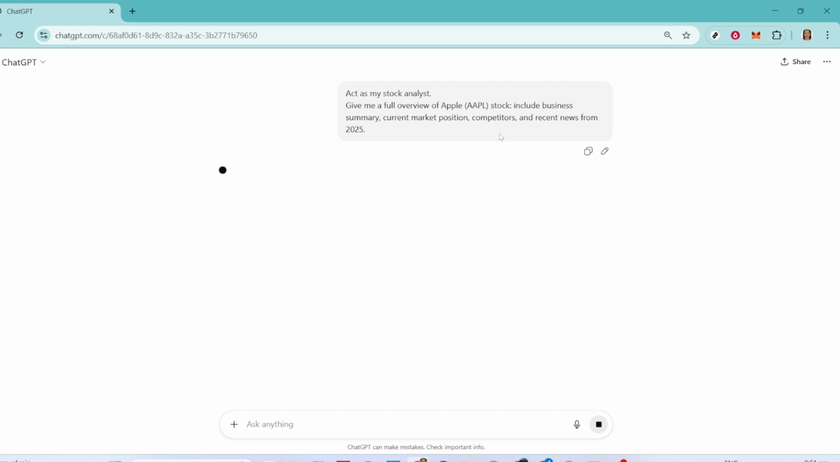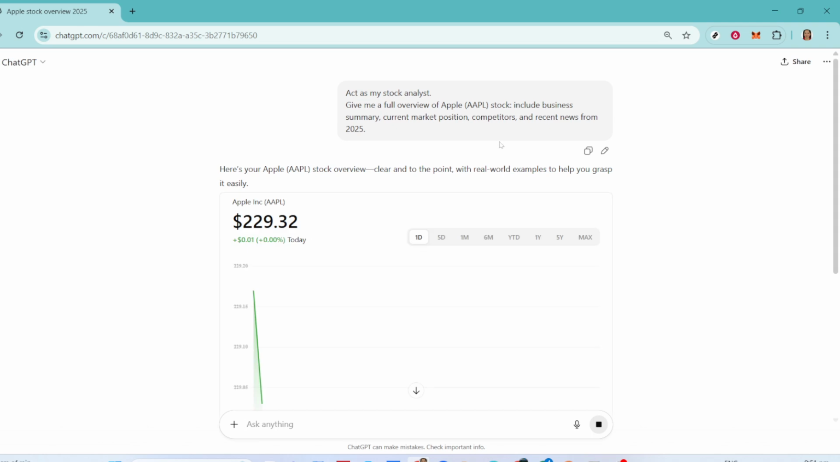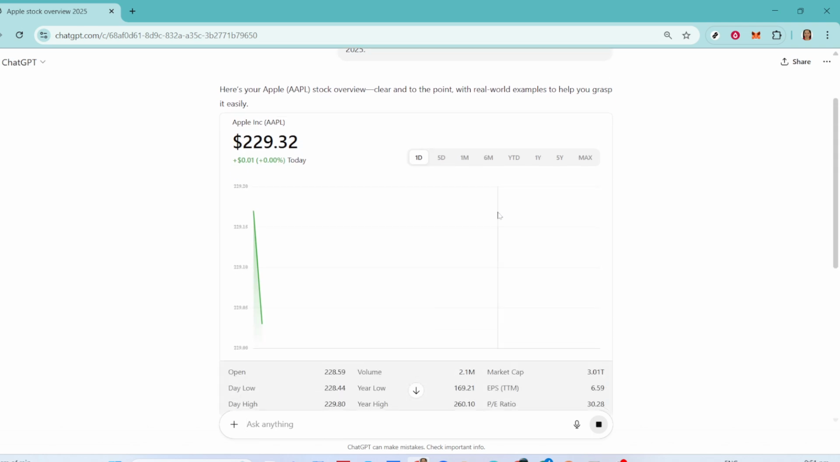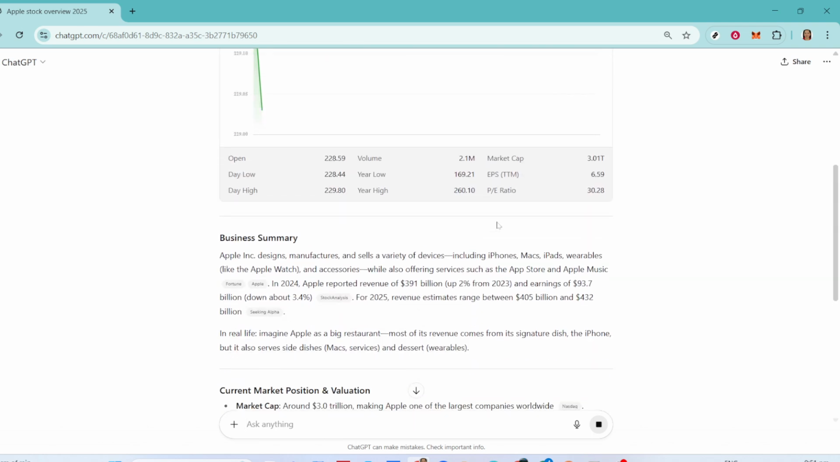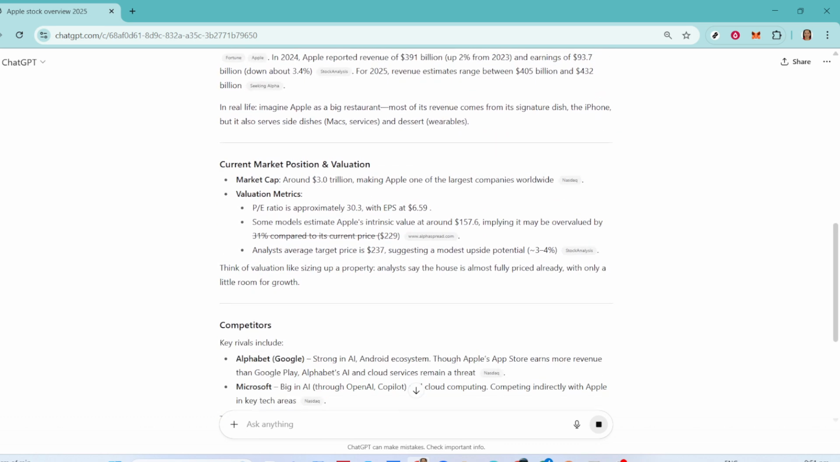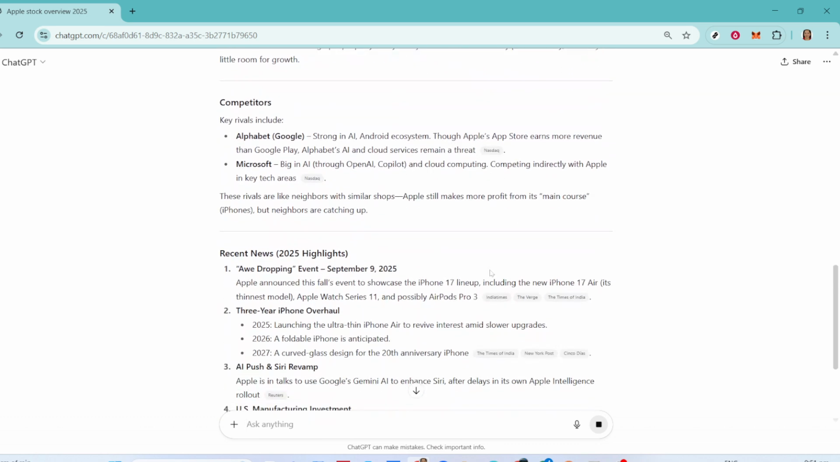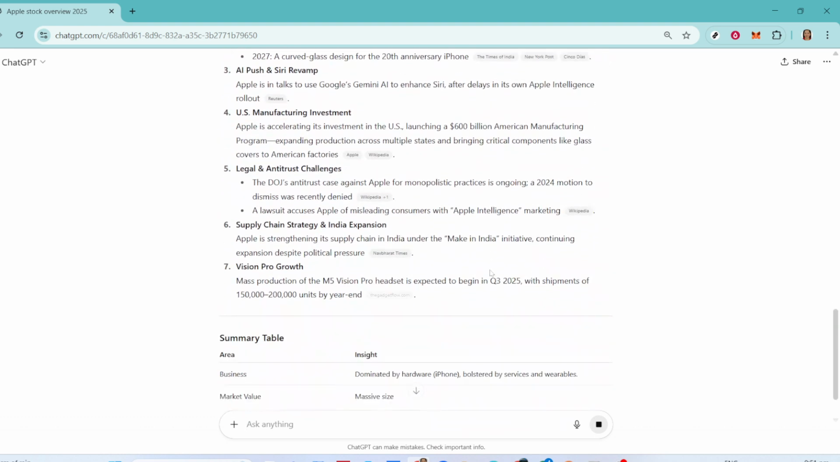What you're looking for here is a holistic view of Apple's standing in the market, including what they're doing well and where they might face challenges. This context allows you to get a sense of the company's foothold, how it's navigating its industry, and how external factors might be influencing its performance.